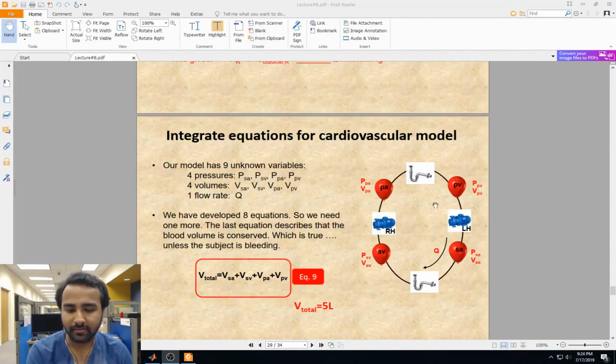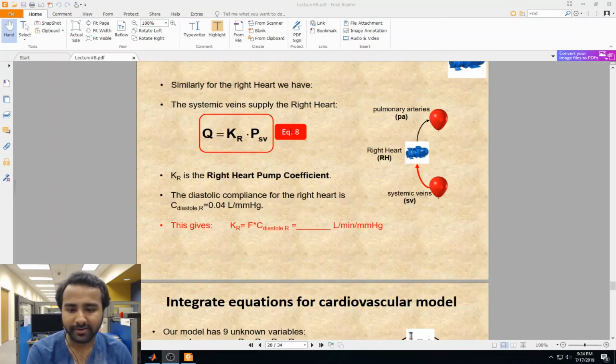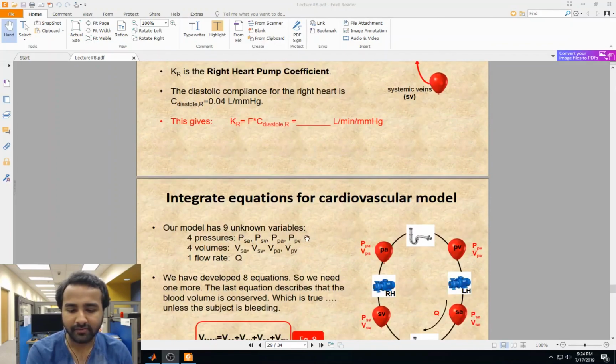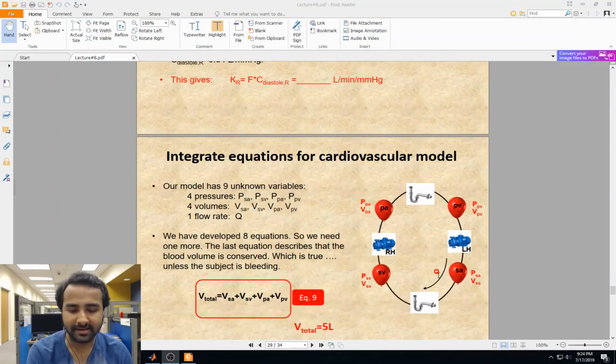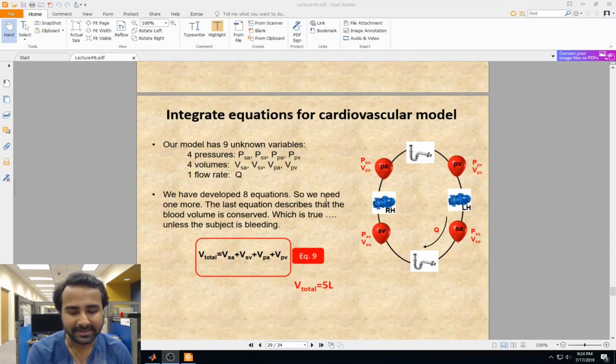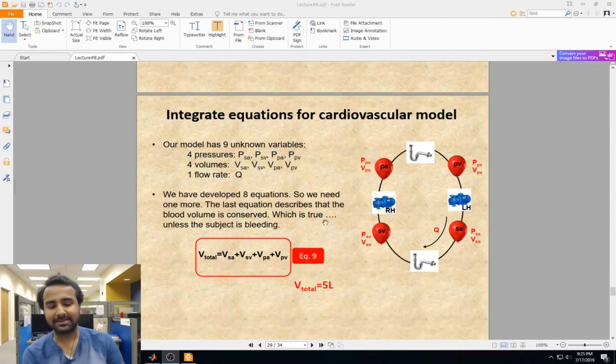So how do we solve for that? Well, if you remember, we have 8 equations, but we have 9 unknown variables: 2, 4, 6, 8, 9. So we need one more equation. And what's that last equation? Well, we can make an assumption that the blood volume is conserved.